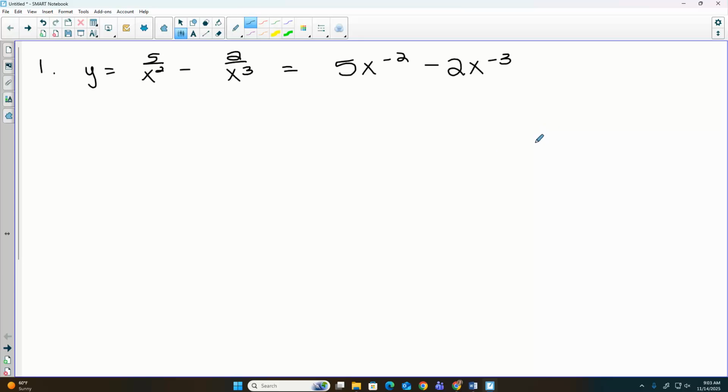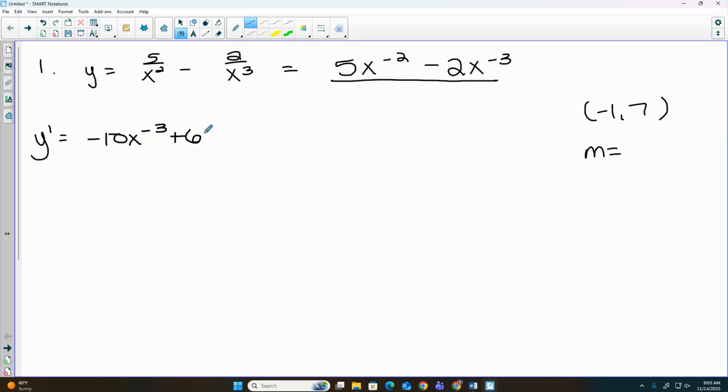To write the equation of the line, we need a point and a slope. We have a point, negative 1, 7. I need a slope. The slope of the tangent line is the derivative. So first we do our derivative. We can just do our power rule. So that would be negative 10x to the negative 3 plus 6x to the negative 4.